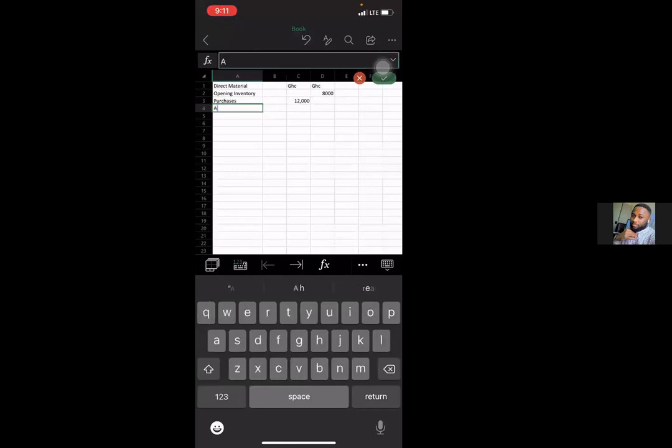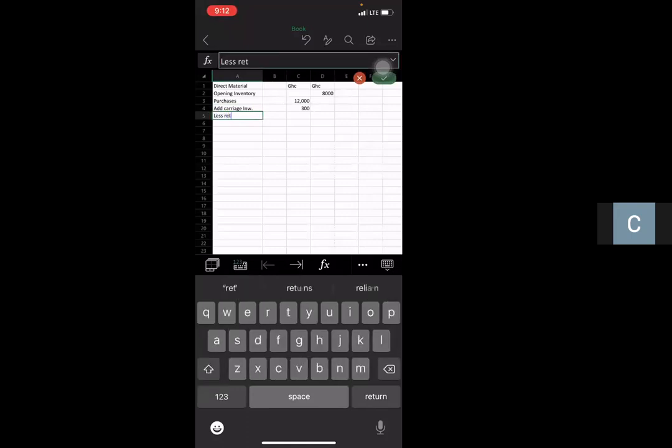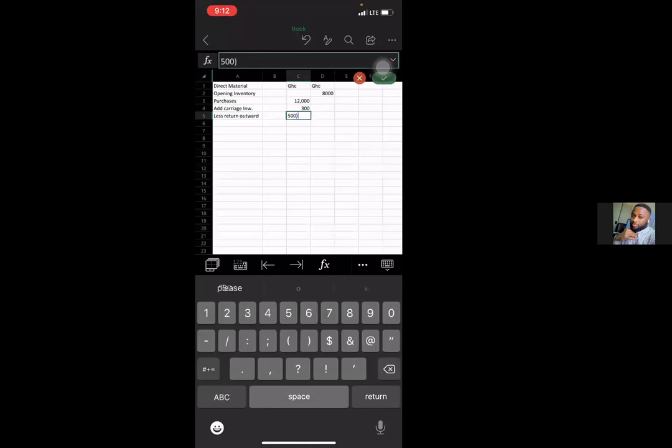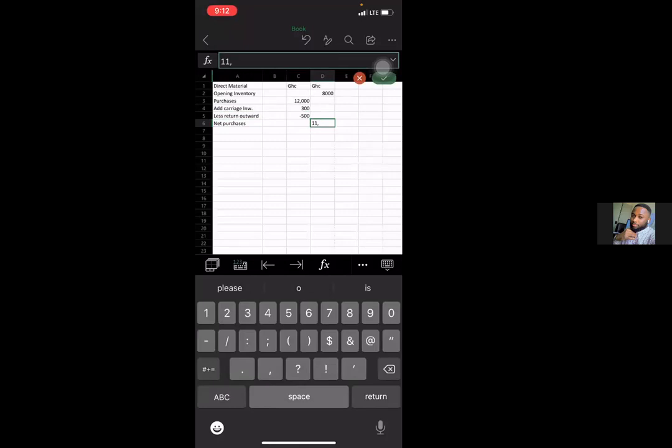And then we add the carriage inward. What is the figure for carriage? 300. Then we less return outward. What is the figure for return outward? 500. So what will be the figure for net purchases? 11,800. Very good.